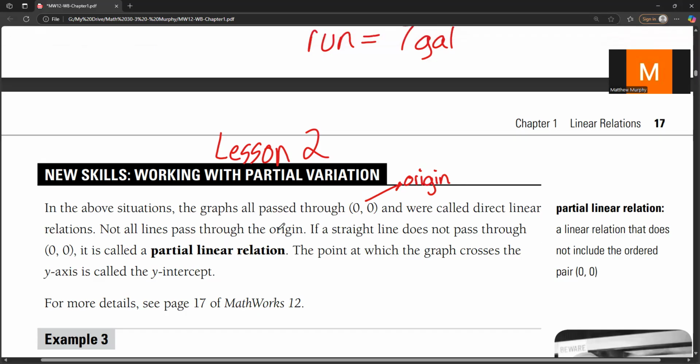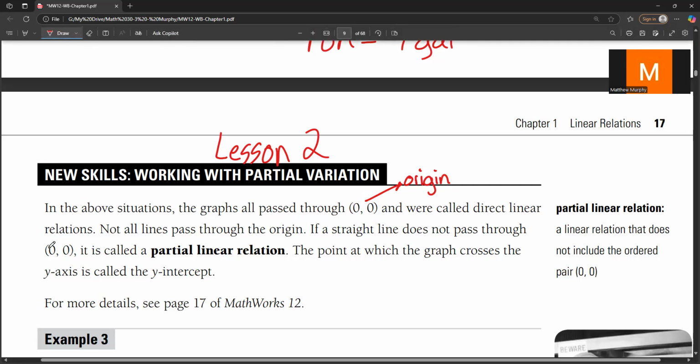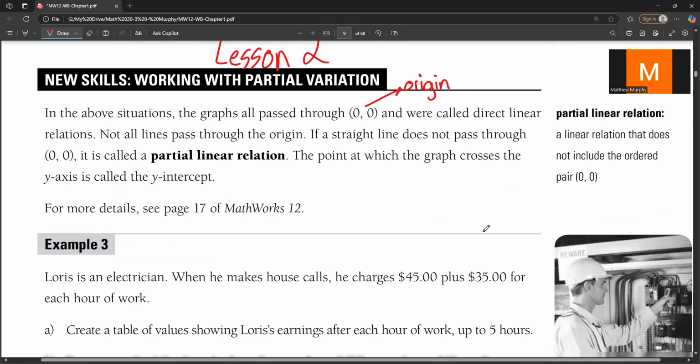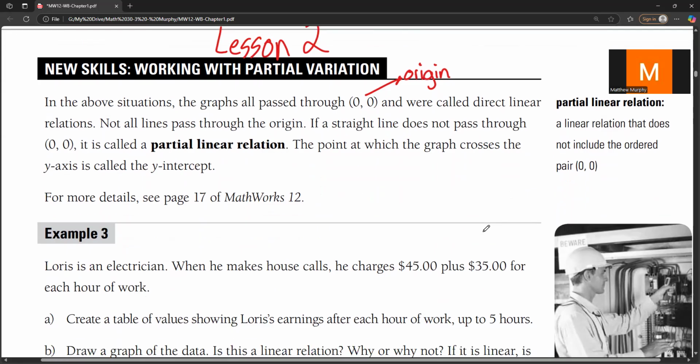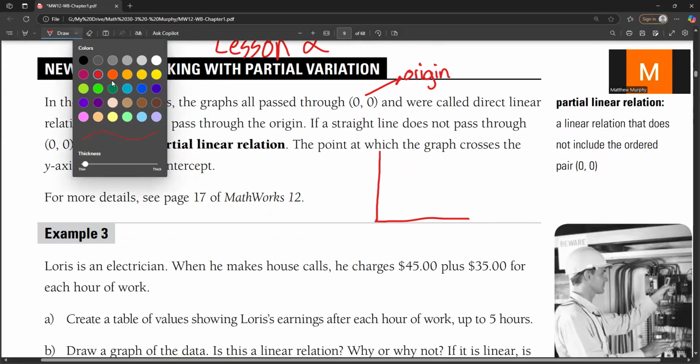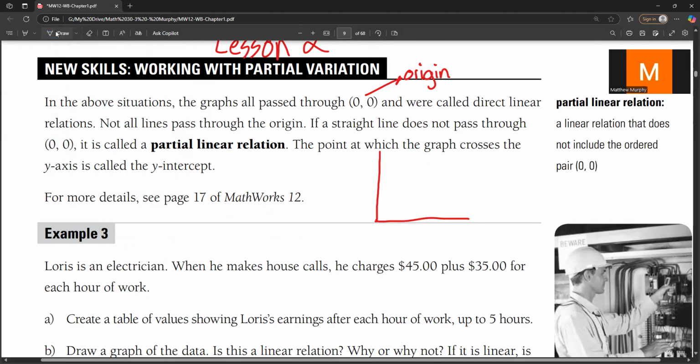Not all lines pass through the origin, however. If a straight line does not pass through 0 and 0, it is called a partial linear relation. And the point at which the graph crosses the y-axis is called the y-intercept. So for example, you may see something like this. This is just quadrant 1, but it may start up here and not down in the 0, 0 spot and either increase or decrease.